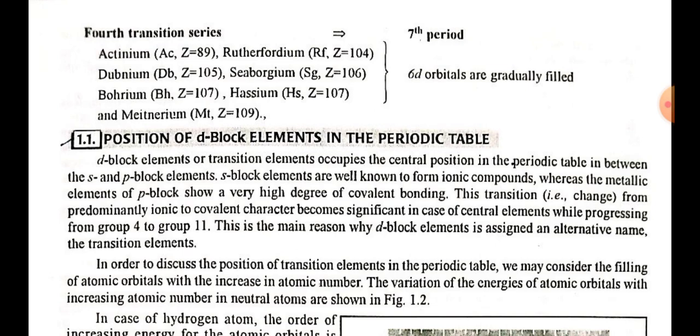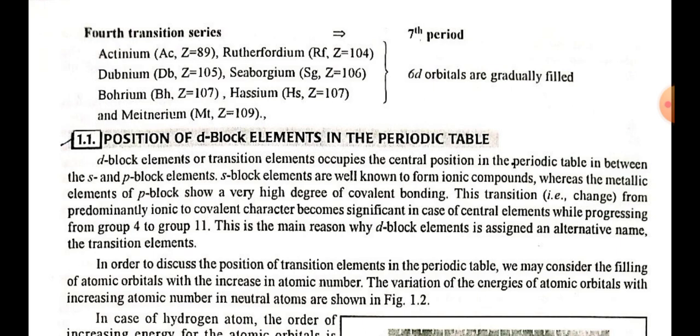Position of d block elements in the periodic table. d block elements or transition elements occupy the central position in the periodic table in between the s and p block elements. s block elements are well known to form ionic compounds, whereas the metallic elements of p block show a very high degree of covalent bonding.